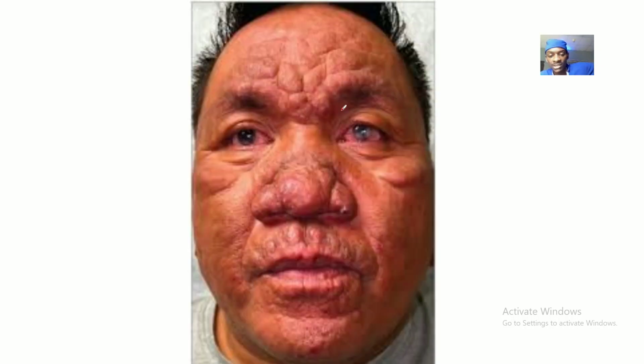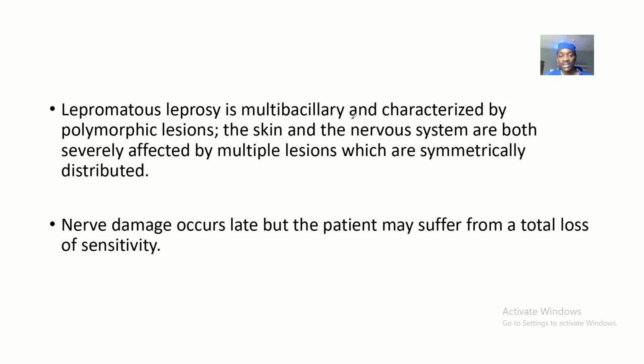Okay, so you can see this is lepromatous leprosy. One of the characteristics is that it is multibacillary. When they say that something is multibacillary, that means you'll be having more than 5 patches on your skin. Then also, what's another characteristic? You'll be having foam cells, also known as virtual cells.